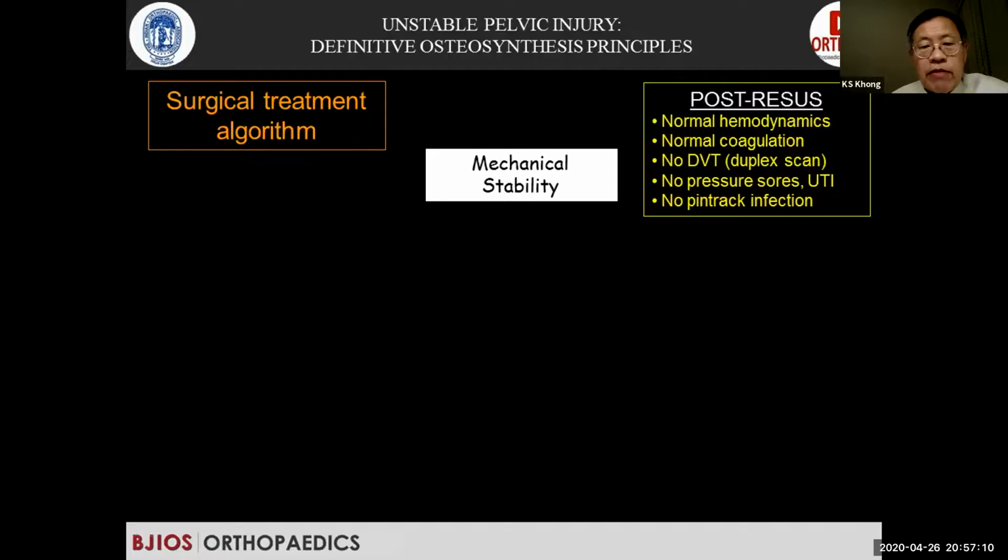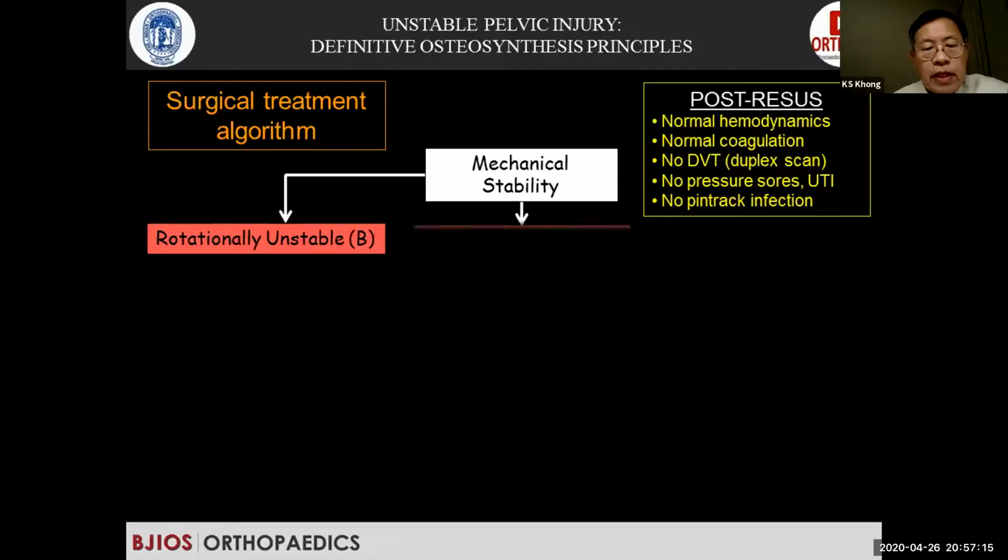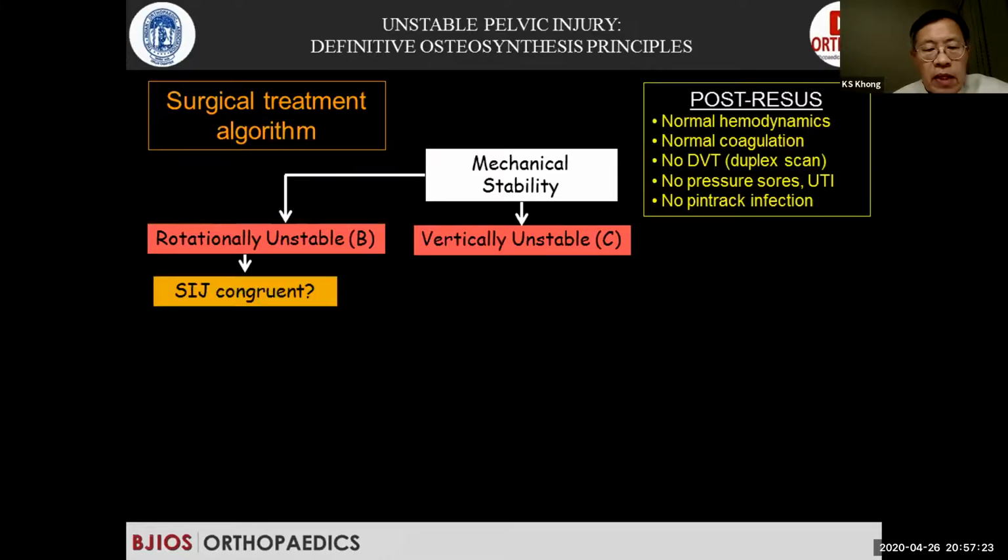The main thing to achieve is mechanical stability, in the rotationally unstable internal or external rotation, or the APC or the LC type, versus the vertically unstable. In the rotationally unstable pelvis, after reduction, is the sacroiliac joint congruent?